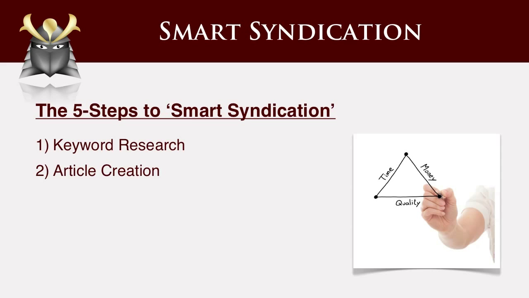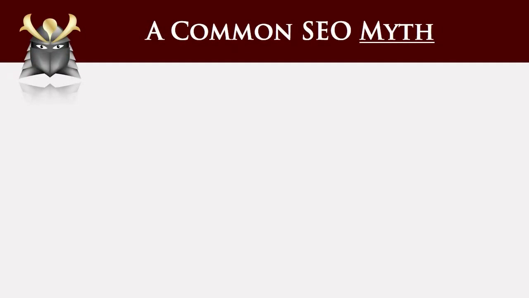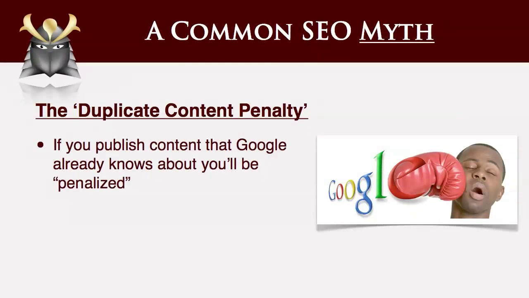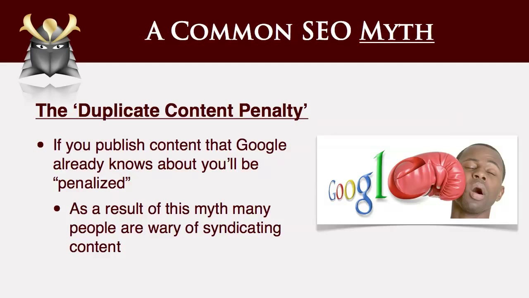Now before we move on to the next step, we need to deal with a common search engine optimization myth: the duplicate content penalty. The myth suggests that if you publish some content that Google already knows about, then you'll be penalized and will struggle to rank that piece of content. As a result of this myth, people were wary of syndicating the same article to multiple websites on the internet because they believed that they would trigger some kind of penalty.